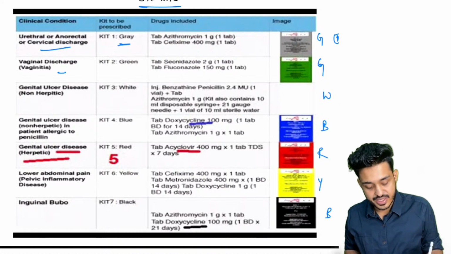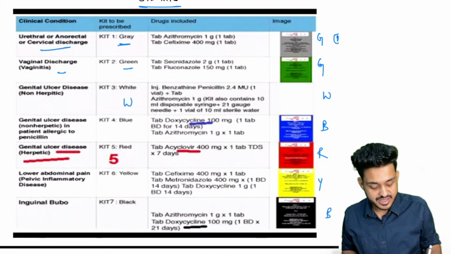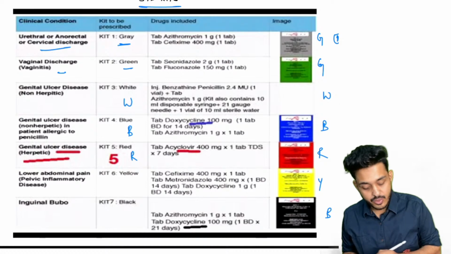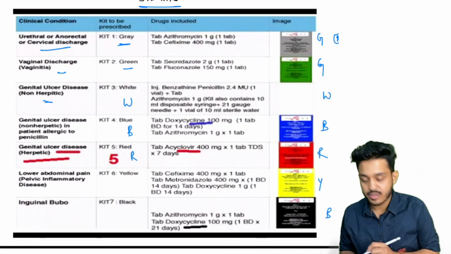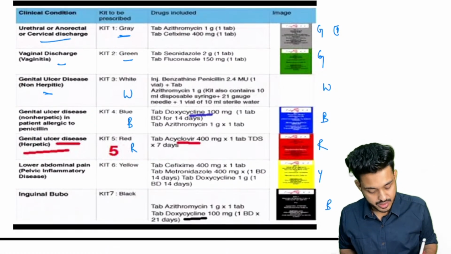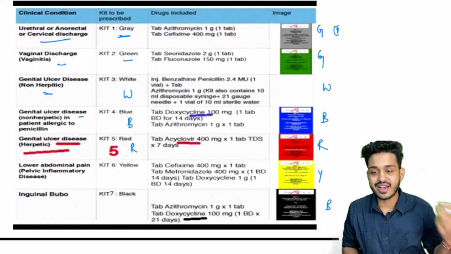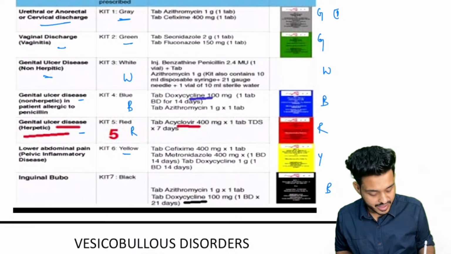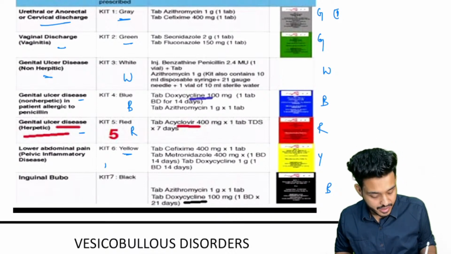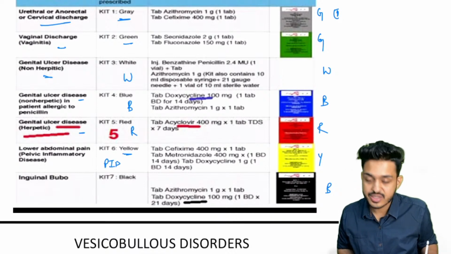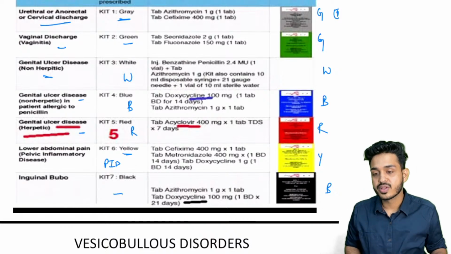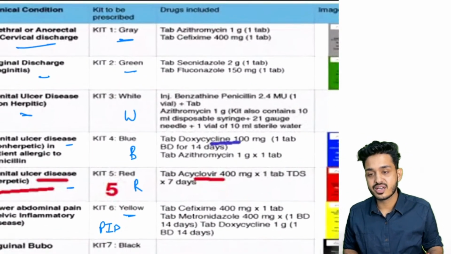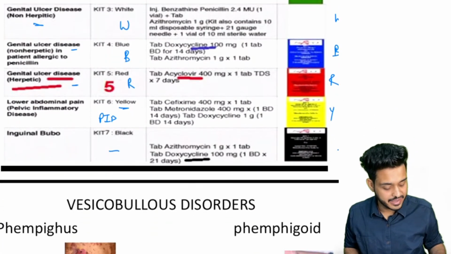So just remember gray, green, then remember the sequence of Raynaud's, that is white, blue, and red. So white would be non-herpetic, blue would be allergic to penicillin, and red will be herpetic. And then we have seen yellow, that is your PID, and the last one is black for the buboes. So this is what we have studied. You can see in the PDF.